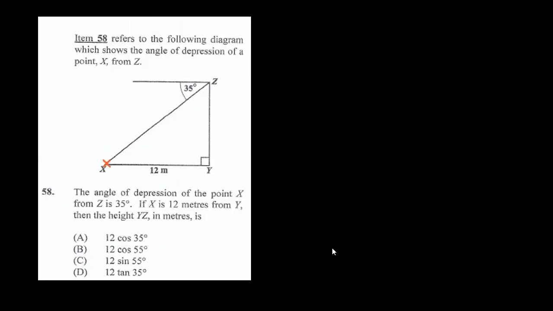Question says the angle of depression of the point X from Z is 5 degrees. If X is 12 meters from Y, then the height of YZ is what? So this angle of depression here, first thing to remember is that mathematical knowledge tells us it is going to be equal to the angle of elevation, which is 35. Right? And we want to find this height.